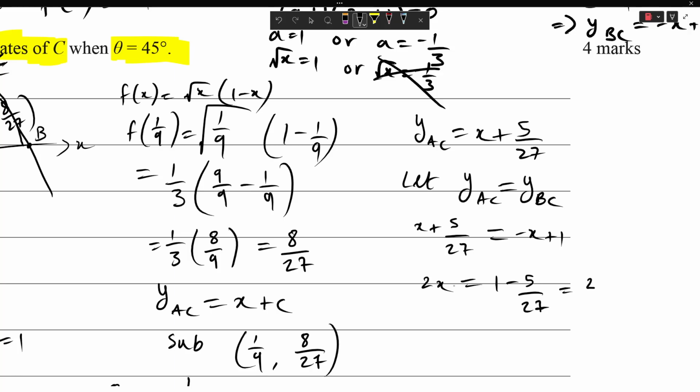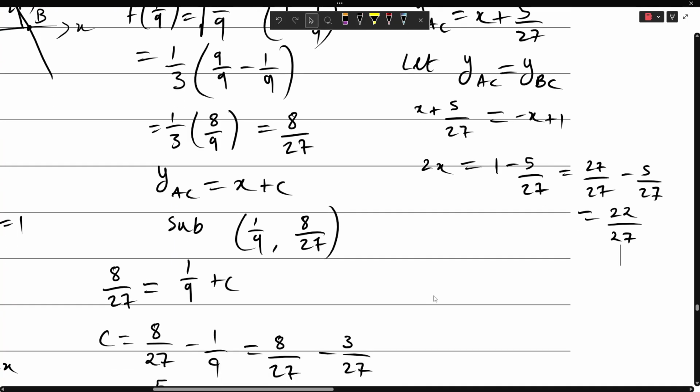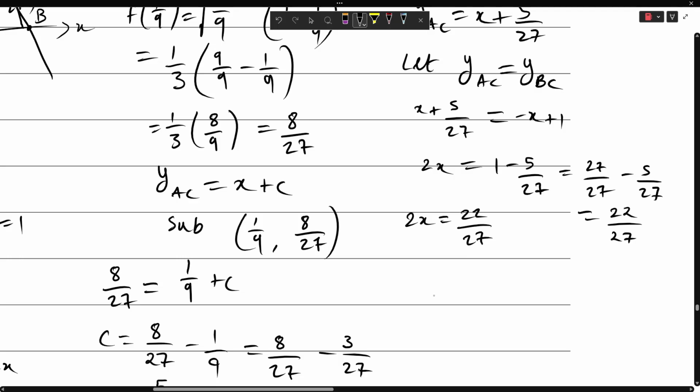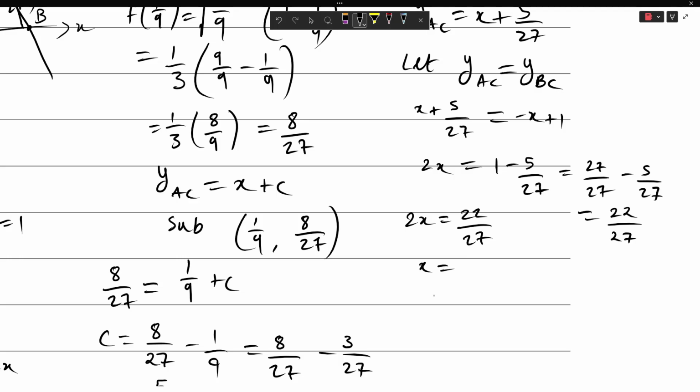Now I can write 1 as 27 over 27. And now I can finally write this as 22 over 27. We know that 2x has to equal 22 over 27. Dividing both sides by 2, we get x equals 22 over 27 divided by 2. This means 11 over 27.